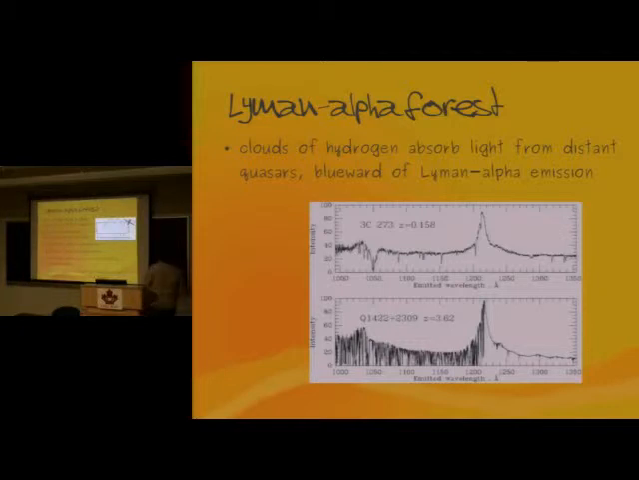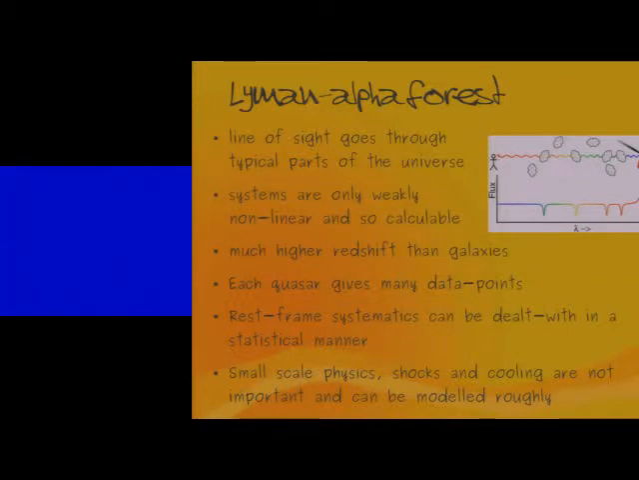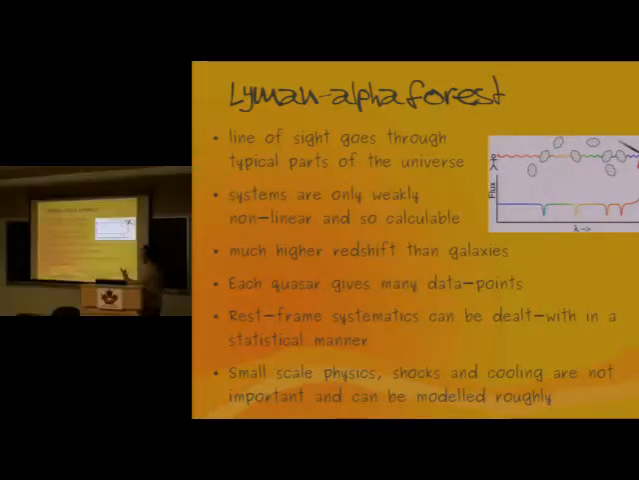So why do we think Lyman-alpha forest is good? The first thing is that the line of sight goes through typical parts of the universe, and I think this is very important to stress, because the other tracers which you use are essentially galaxies, and galaxies live in rare peaks of the underlying field. So they're special parts of the universe, and to make a galaxy glow involves a lot of complicated nonlinear astrophysics. While the typical line of sight of quasars simply goes through typical parts of the universe, which are only weakly nonlinear and therefore much easier to calculate from first principles.